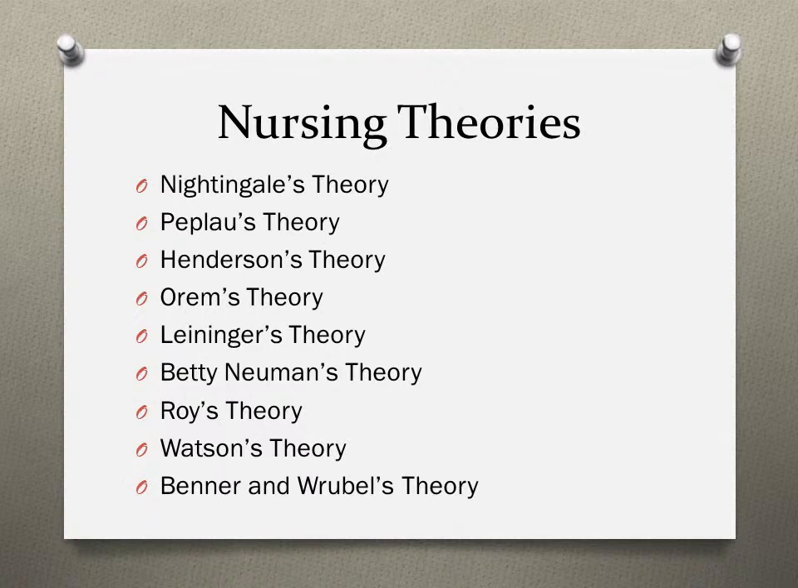Orem's theory increases the client's ability to meet his own self-care needs and manage healthcare problems. Leininger's theory is a provision of culturally specific nursing care. Betty Neuman's theory is the assessment of the client's stressor and the response to the stressor and the implementation of the nursing process based on that information. Roy's theory is nursing care that's designed to help the client adapt to changes.